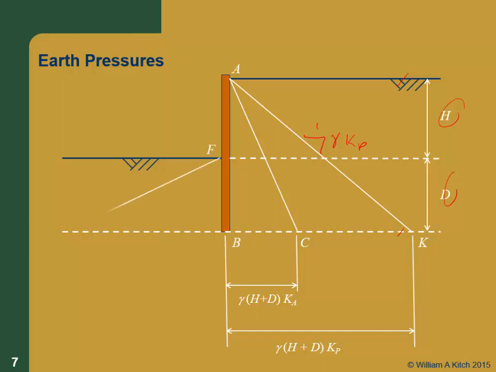And then on the front side of the wall, we've got the same thing. We're going to have some passive envelope, and the intersection EB is going to be gamma times D times K passive, because D is the depth there. And similarly, we'll have an active envelope that goes from F to M, and that's going to have a projected length on the horizontal line at the base of the wall of gamma times D times K active. So that should make sense. You understand what we're doing here? Yes? No? Maybe so.